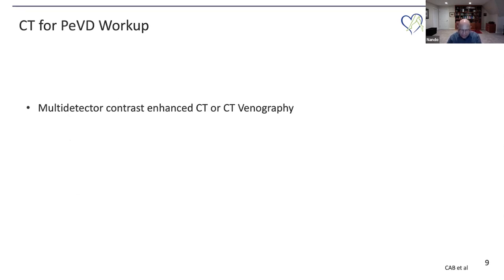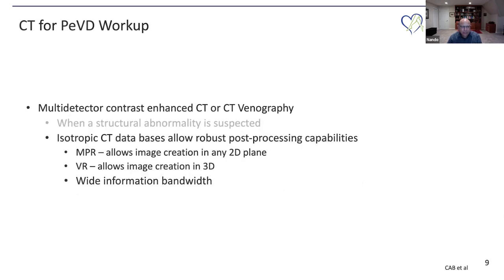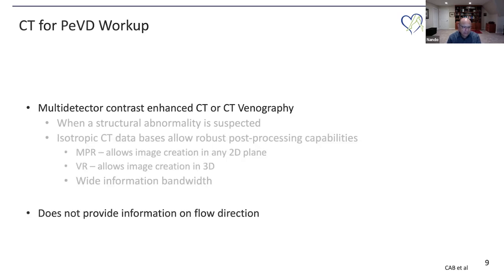Multi-detector contrast enhanced CT or CT venography is used when a structural abnormality is suspected. Isotropic CT databases, which means that the entire volume of the body part being interrogated is acquired, allow for robust post-processing capabilities. Multiplanar reformation allows image creation in any 2D plane, and volume rendering allows image creation in three dimensions. There's a wide information bandwidth, by which I mean that the anatomy around the vessels being interrogated are also explicitly displayed. However, it does not provide information on flow direction.